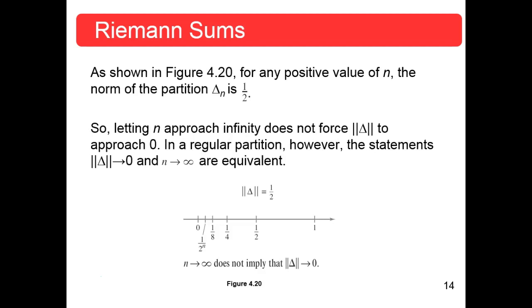Okay. It's shown in this figure down here. For any positive value of n, the norm of the partition is 1/2. Oh, they're back on that. Okay. So letting n approach infinity does not force the norm to approach 0.